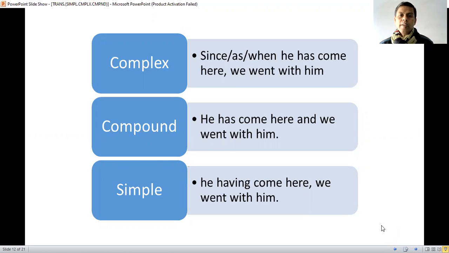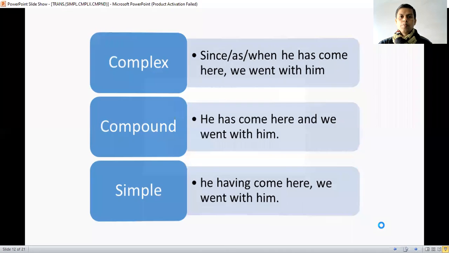The sentence will be: He has come here and we went with him. Then in a simple sentence, the sentence will be: He having come here, we went with him. Then go to the next rule.